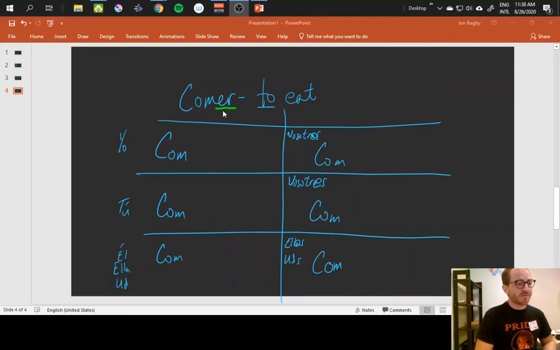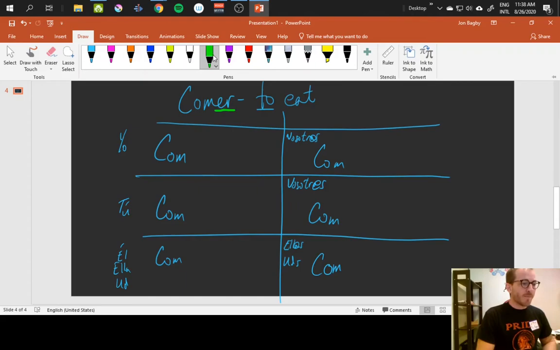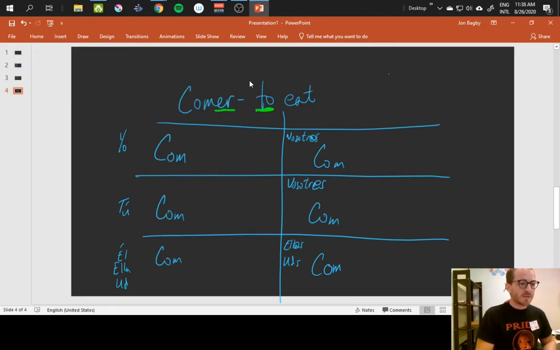All right, so here in the ER verbs, I have gone ahead and taken the verb comer, which was our practice verb for the ERs. I have the ER ending underlined just like before. I have the infinitive ending underlined in green. And on this side, that means to eat. So comer with the ER ending means to eat.